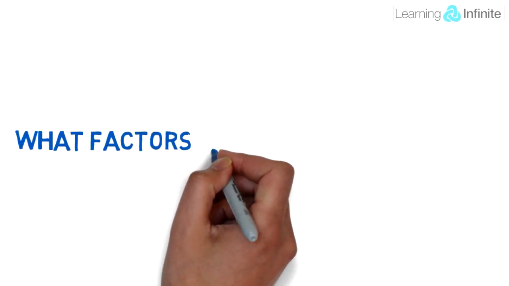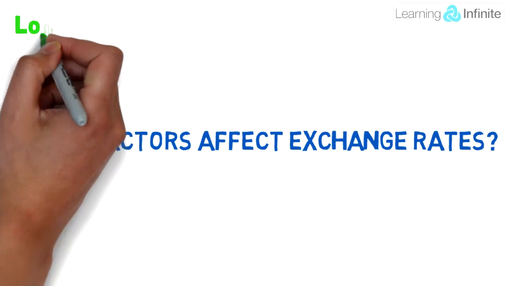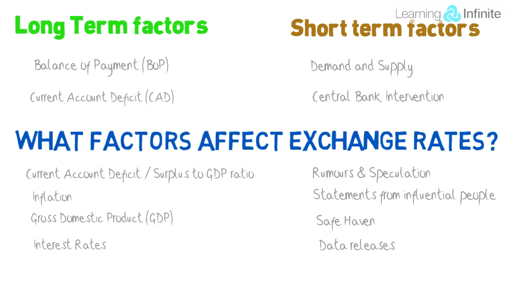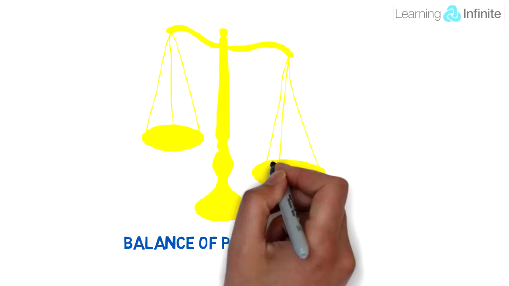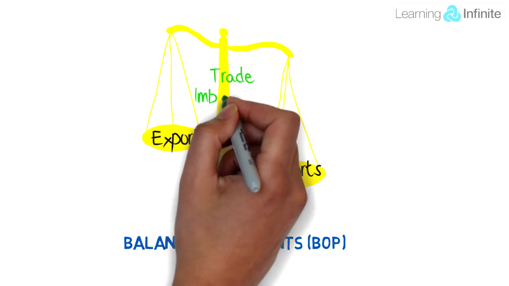Take a look at the factors that impact floating exchange rates. These can be characterized as long-term and short-term factors. One of the important long-term factors that impact exchange rates is balance of payments. If a country imports more than it exports, it creates a trade imbalance.